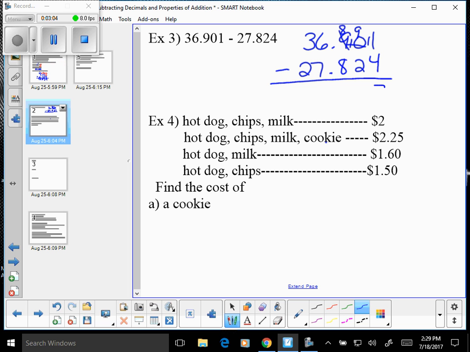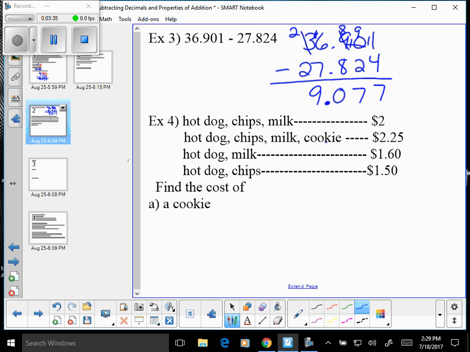11 minus 4 is 7. 9 minus 2 is 7. 8 minus 8 is 0. Don't forget to bring that decimal point straight down. Now here's where I can do 36 minus 27 in my head. Some of you cannot. If you can't, you have to regroup again. That's a 1 there. Didn't show up very well. 16 minus 7 is 9, so my difference here is 9.077.